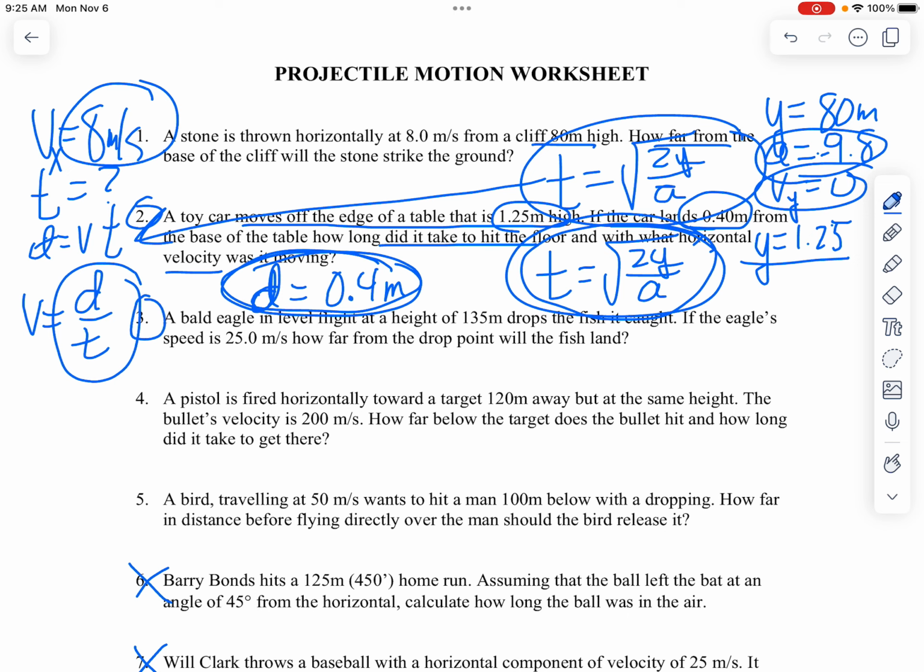Number 3, bald eagle in level flight at a height of, okay, again, you're given a height here. I'm going to call that y, 135 meters. Drops the fish it caught. If the eagle's speed is 25 meters per second, we're assuming that's horizontally.